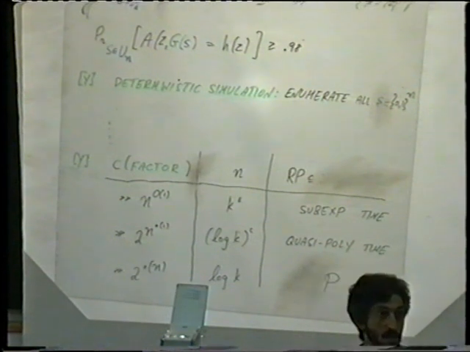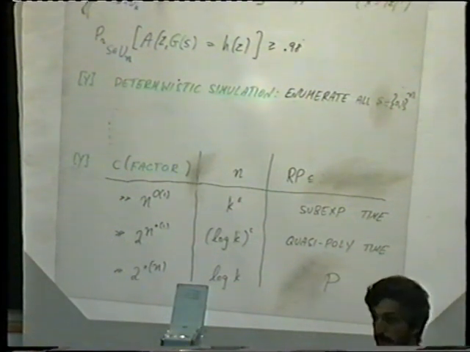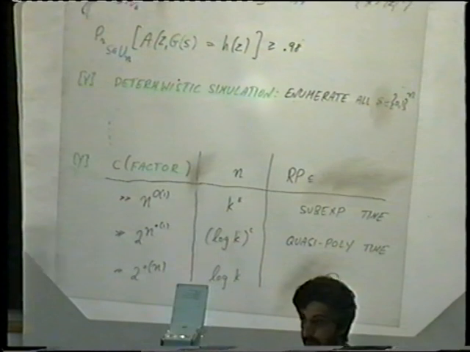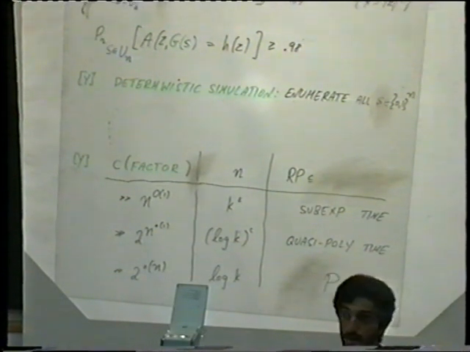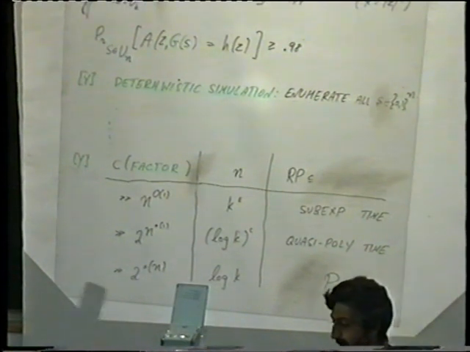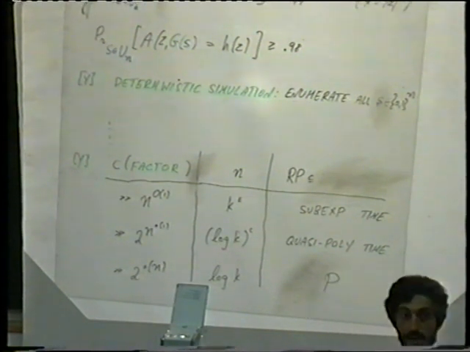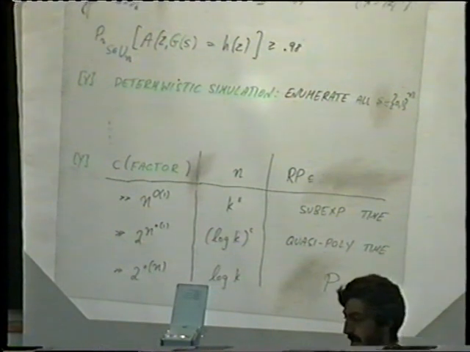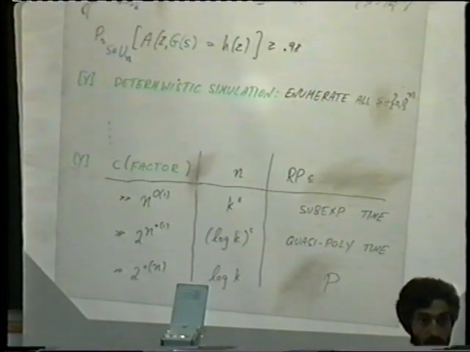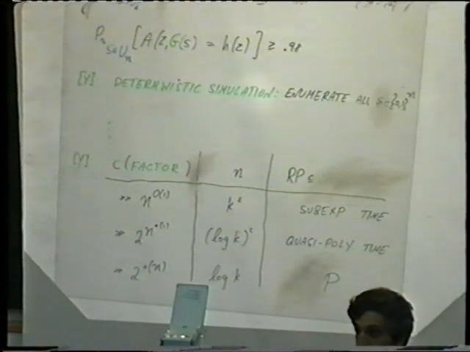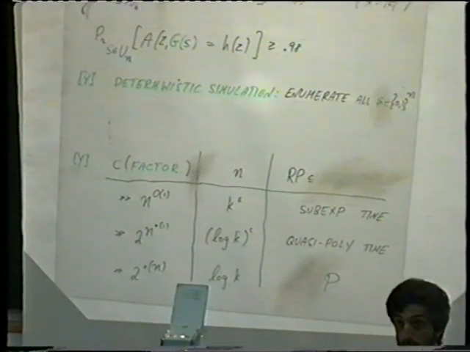2 to the n to some constant, maybe not a third, but 1 over 100, we can take n to be some polylog in k. And then this will be almost polynomial. And in fact, if factoring required really 2 to the constant times n time, then RP would equal P. Every probabilistic algorithm that runs in polynomial time could be simulated in deterministic polynomial time. There's no use for randomness in this sense.